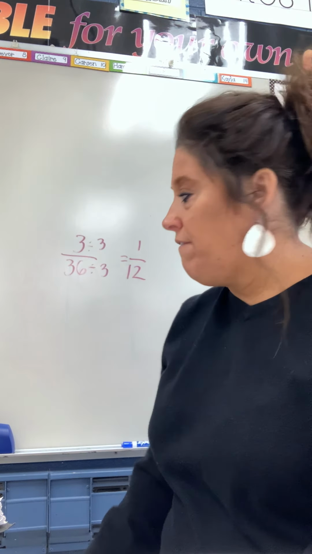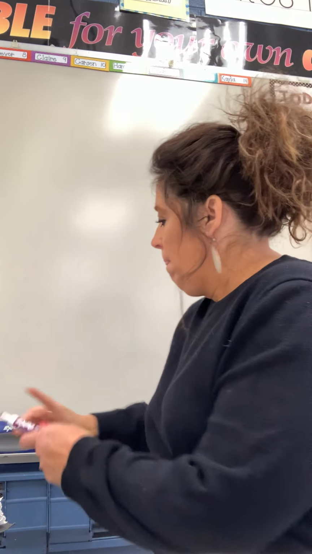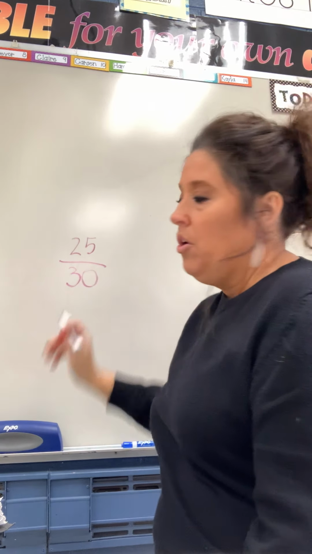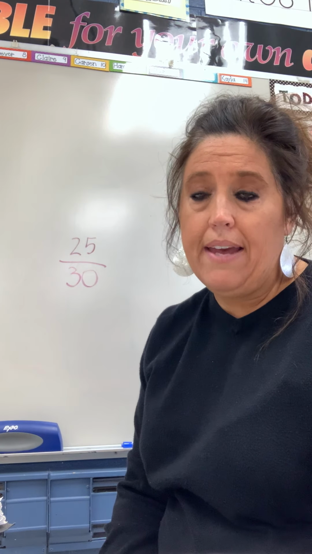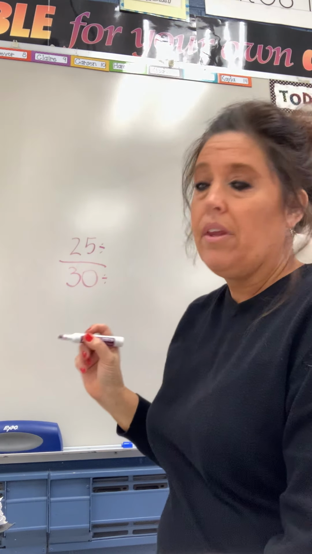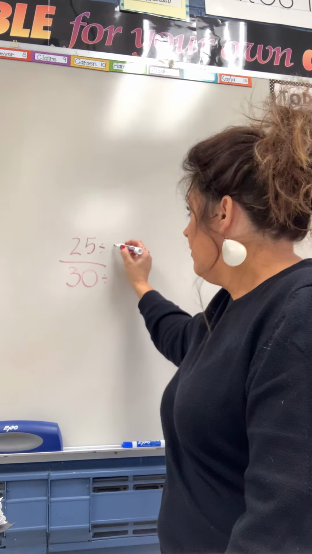Number 12 says 25 30ths. What can you divide 25 30ths by? That would be to have the same factor. What's a common factor there? Hopefully you're saying to yourself 5.